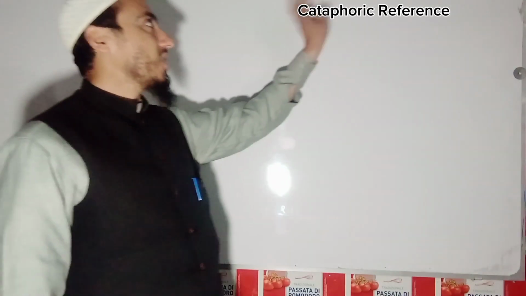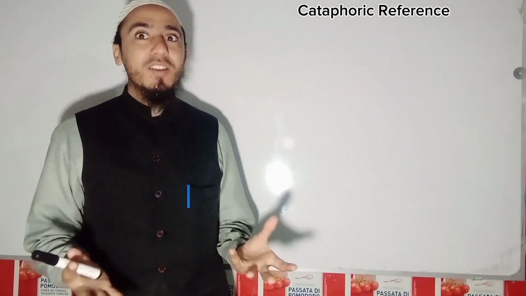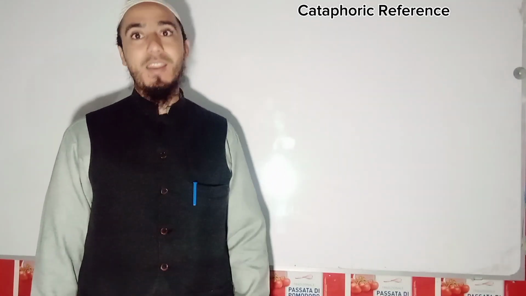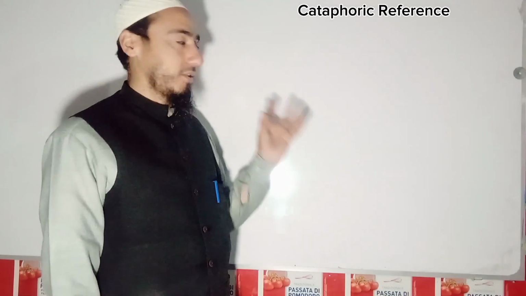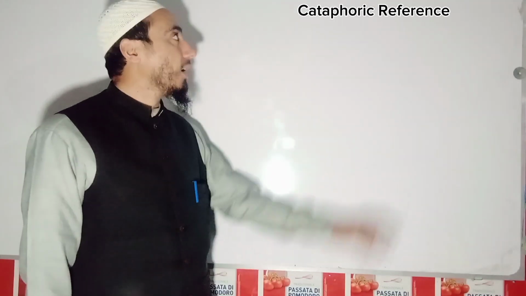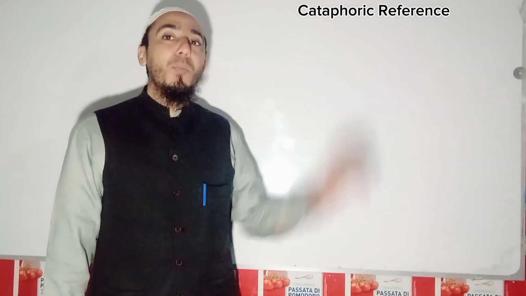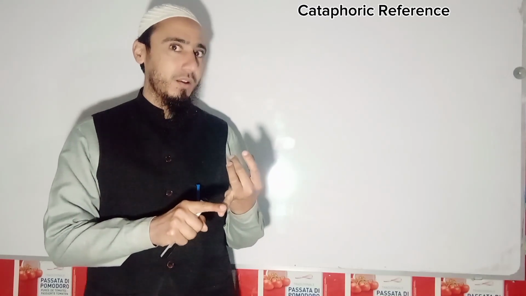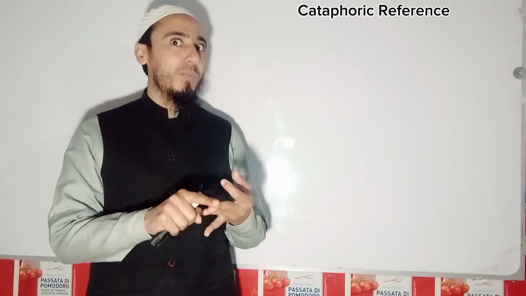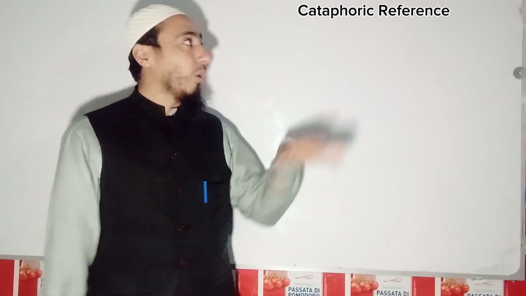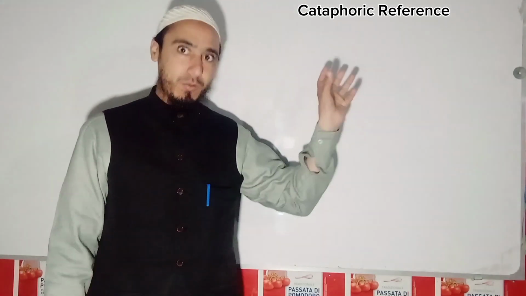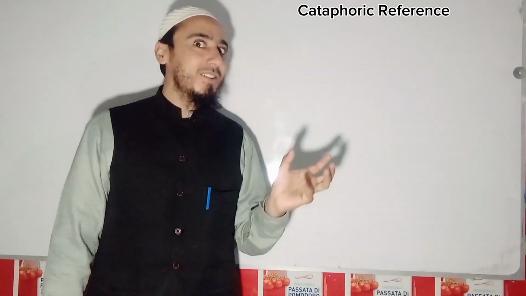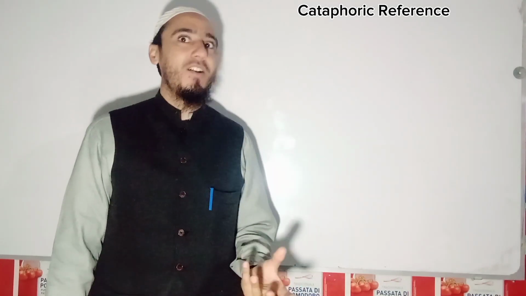Today, I'm going to teach you about cataphoric reference. What is cataphoric reference? How does cataphoric reference happen, and what is an example of cataphoric reference to understand it practically? Listeners and readers, cataphoric reference happens when a word, a pronoun, or a phrase refers to a noun which is mentioned in a sentence or in a conversation later on.